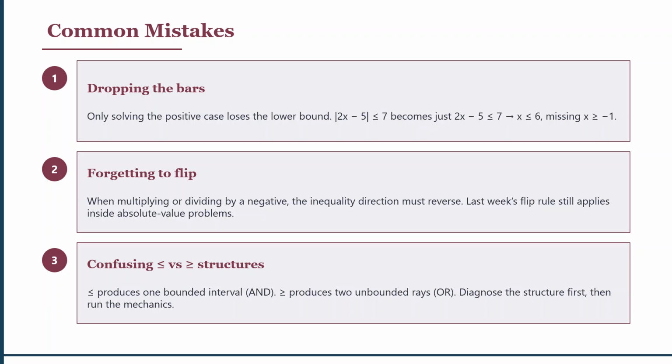2. Forgetting to flip the inequality when multiplying or dividing by a negative. Last week's flip rule still applies inside absolute value problems, especially when isolating the absolute value term first requires a sign flip. 3. Confusing the less than or equal to and greater than or equal to structures.